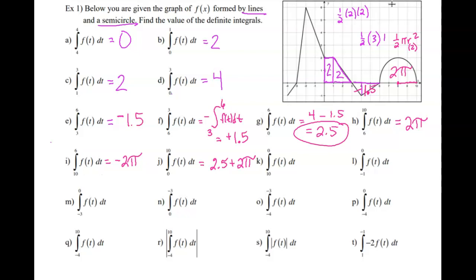Part K, notice our limits are reversed, so that takes the opposite of our entire value. So we've got negative this whole answer, which really, I don't like to leave parentheses in an answer, would give us that. All right, on L, our limits, we do go from -1 to 0.